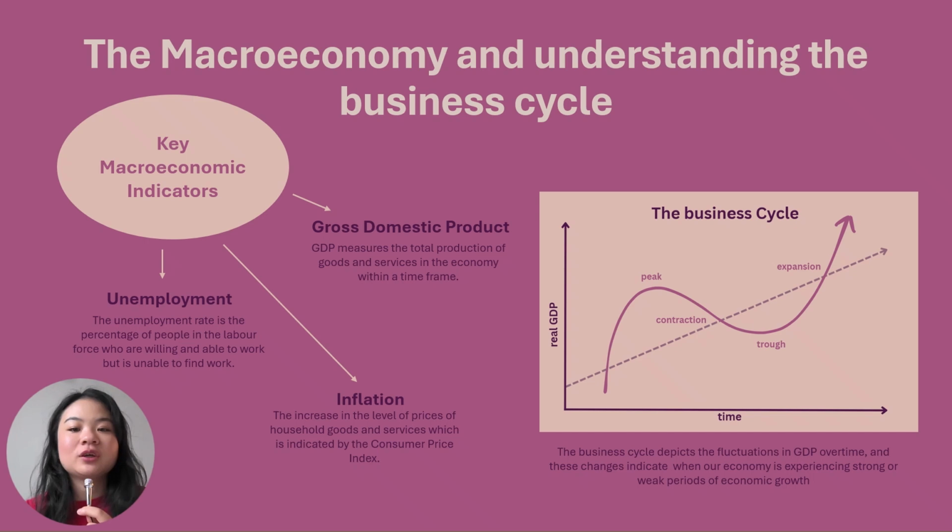Secondly, inflation, which is the increase in the level of prices of household goods and services. It is measured by the Consumer Price Index, which captures the price changes in an average basket of goods and services households typically consume. Lastly is our gross domestic product, which measures total production of goods and services in the economy and is calculated by the Australian Bureau of Statistics. Changes in GDP over time is modeled by the business cycle, which depicts these fluctuations of economic growth in Australia.